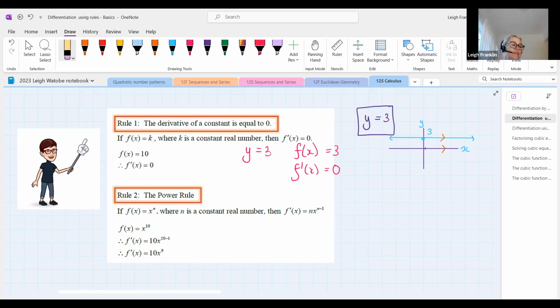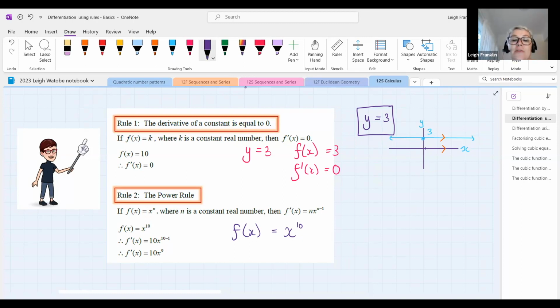Okay, and this is the shortcut on first principles. Okay, so this is how it works. If they give us a rule like f of x equals x to the power of 10, this is how the power rule works.